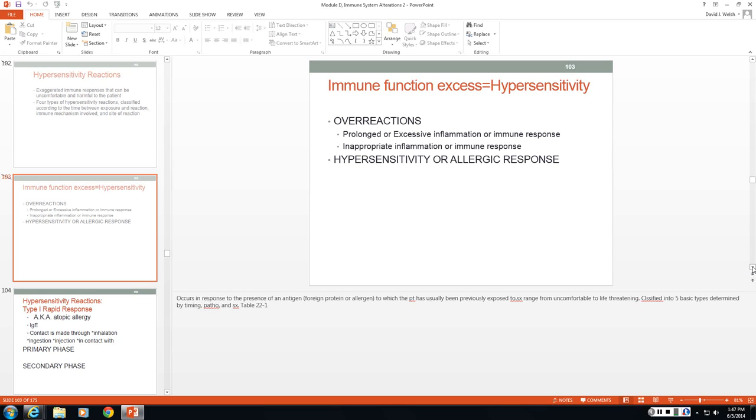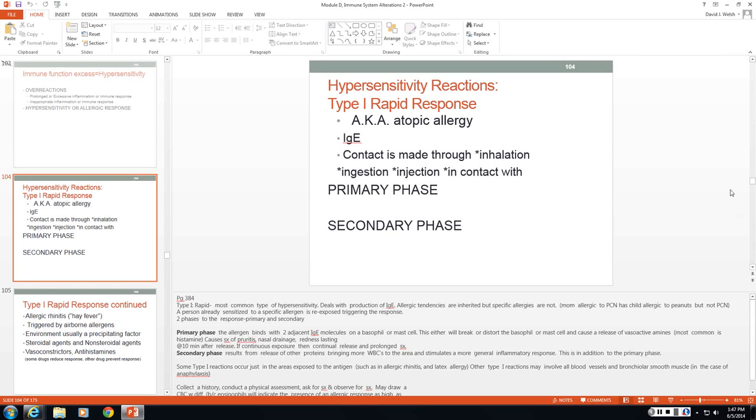Now, overreactions are going to be prolonged or excessive inflammation or immune response. It could also be inappropriate inflammation or immune response. So hypersensitivity reactions, type 1 is a rapid response, also known as an atopic allergy. This is the most common type of hypersensitivity. It deals with the production of IgE.